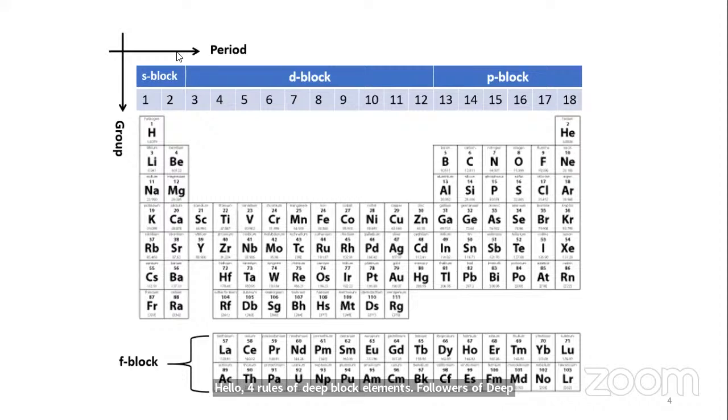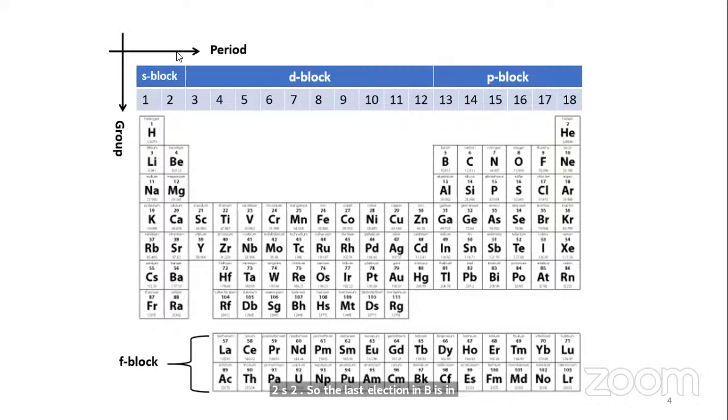Then we have the P block. These are elements that start from column 13 to 18. And all these elements, except helium, have the last electron present in a p orbital. For instance, boron has p1. The configuration for boron, the outer configuration, is 2s2, 2p1. So the last electron in boron is in a p orbital.